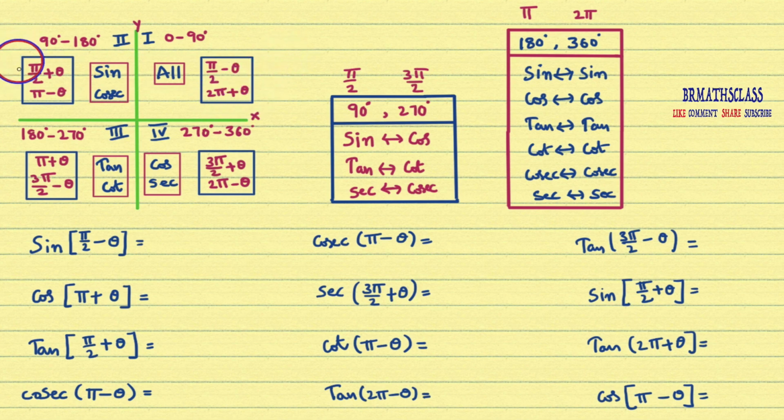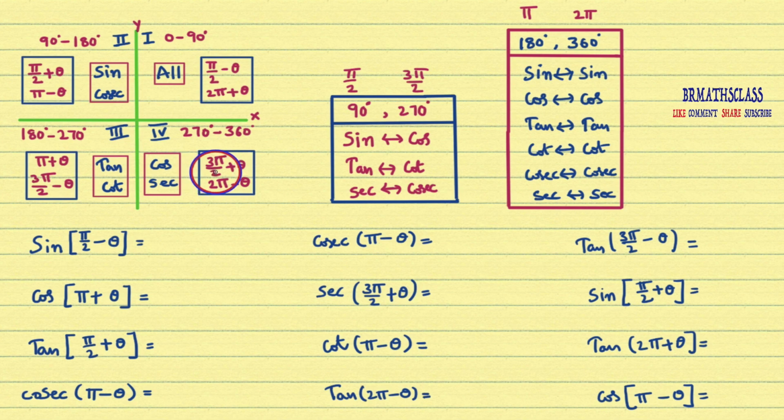Pi by 2 plus theta, pi minus theta lies in second quadrant. Pi plus theta, 3 pi by 2 minus theta lies in third quadrant. 3 pi by 2 plus theta, 2 pi minus theta lies in fourth quadrant. You must be thorough in this table. Pi by 2 plus theta, you need to say immediately second quadrant. Pi by 2 minus theta, immediately you need to say first quadrant. Pi plus theta, third quadrant. 2 pi minus theta, fourth quadrant.